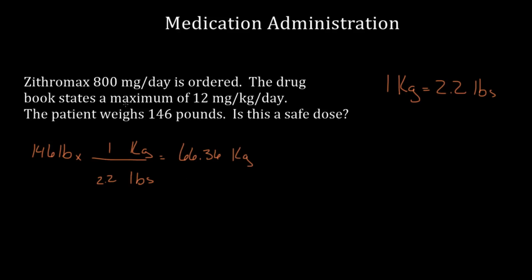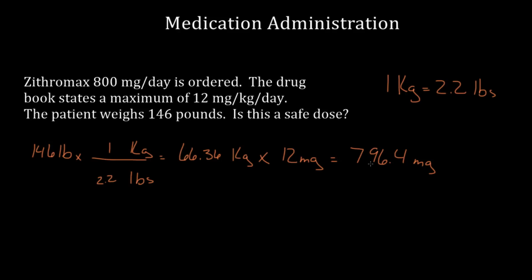Now, the drug book states that it's a maximum of 12 milligrams per kilogram per day. So this is what the patient weighs in kilograms, and we're going to multiply that by 12 milligrams. When we multiply that, that gives us 796.4 milligrams. Is this a safe dose?